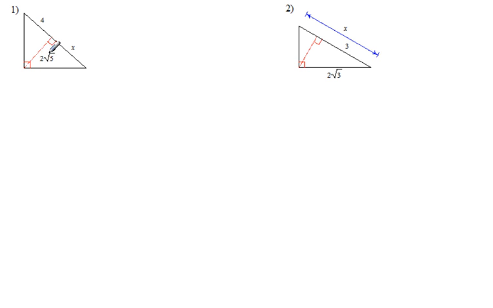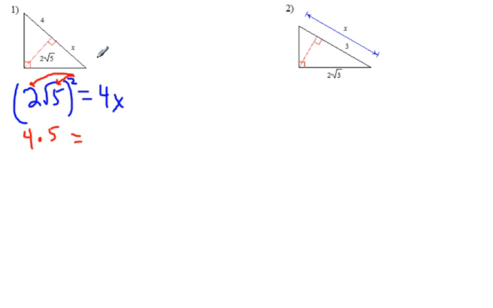Type 1. The altitude is given to you. The formula is the altitude squared, 2 root 5 squared, is equal to the product of the two parts of the hypotenuse. In other words, that 4 and that x, we just do 4 times x. That's 4x. We have to square 2 root 5. 2 squared is 4. The square root of 5 squared is 5. That is equal to 4x. And 4 times 5 is 20, and then we divide it by 4, and we got our answer. x equals 5.